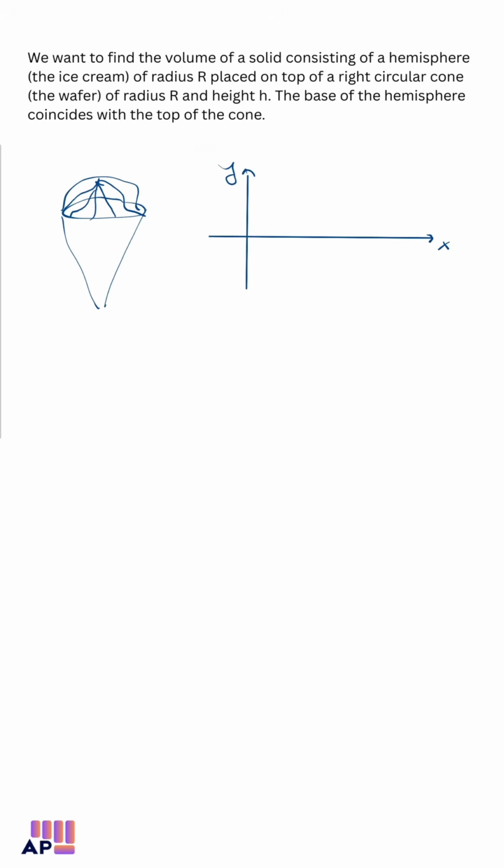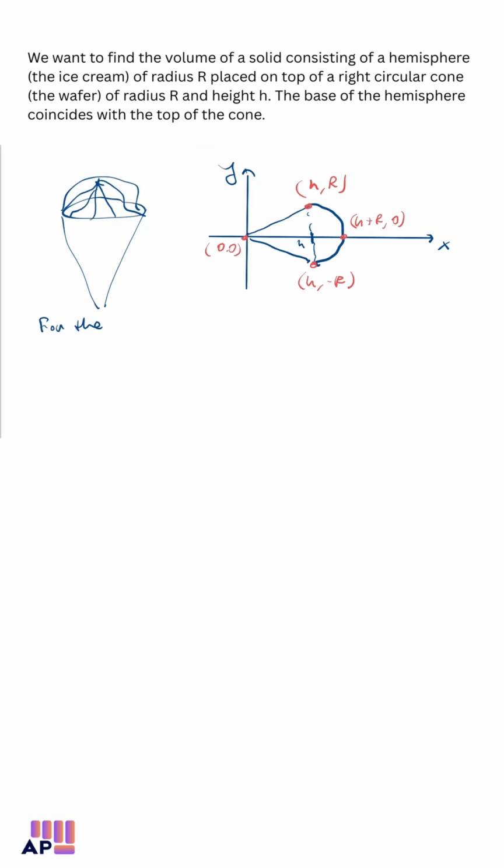Fine. We place the solid with its axis along the x-axis. Let the tip of the cone be at the origin. Then the cone extends from 0 to h along the x-axis, and the hemisphere of radius r sits on the top of the cone. So its flat face is at h, and it extends to h plus r. Very simple. We can see that the total shape is created by rotating this region around the x-axis.